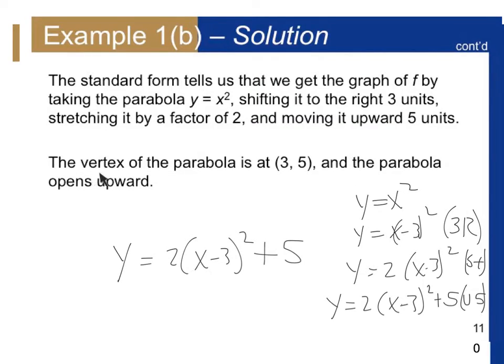Okay, now here our vertex is 0, 0, so if we go 3 to the right and up 5 on the graph, our vertex is going to become 3, 5. So the h here is 3 and the k is 5. Okay, so we can pick out the vertex there.